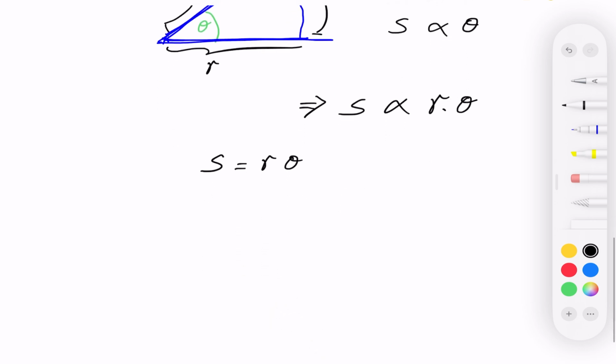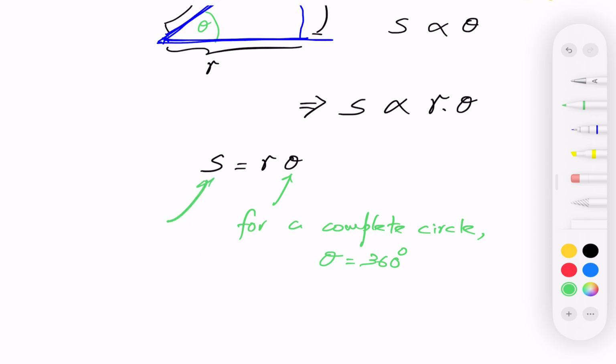Now think about a complete circle. For a complete circle, what is the value of theta? For a complete circle, theta should be equal to 360 degrees. Then this arc length s becomes the circumference c.